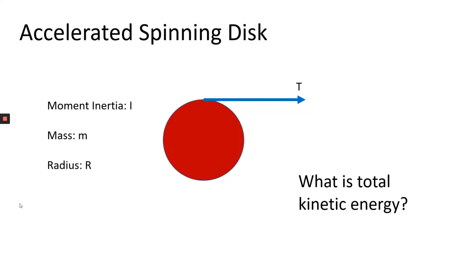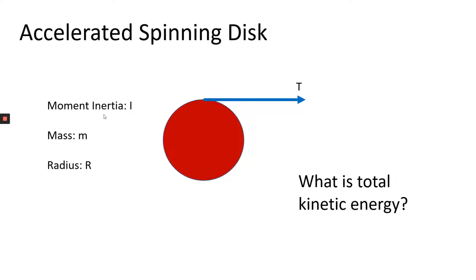Let's look at this problem, which is a fairly simple one. Here is a disk on a frictionless horizontal surface, and there's a constant force T acting on the edge of the disk. So it's pulling the disk. The disk is spinning and accelerating.